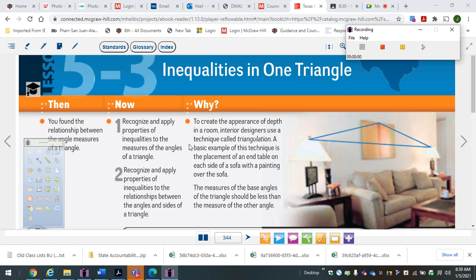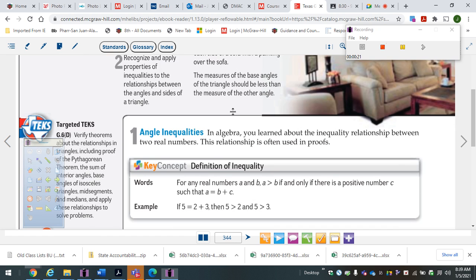We're going to recognize and apply properties of inequalities to the measures of the angles of a triangle, and recognize and apply properties of inequalities to the relationships between the angles and sides of a triangle. So let me just move on up. We're talking about triangles, how they have sides and so forth, and what kind of comparisons we can do where stuff is greater or less than.